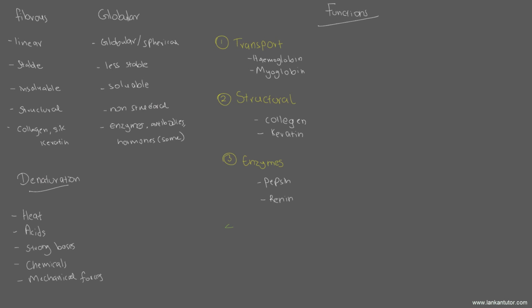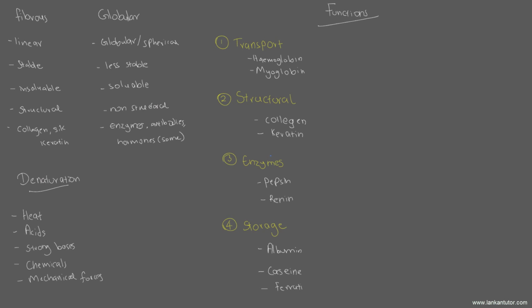Enzymes are globular proteins that catalyze metabolic reactions. Remember we talked about enzymes. All enzymes are tertiary proteins. The examples could be pepsin, renin, chymotrypsin, any enzyme. You'll learn a lot about enzymes, so don't worry about that. So let's just give an example as pepsin. Pepsin hydrolyzes proteins. Then we have storage.